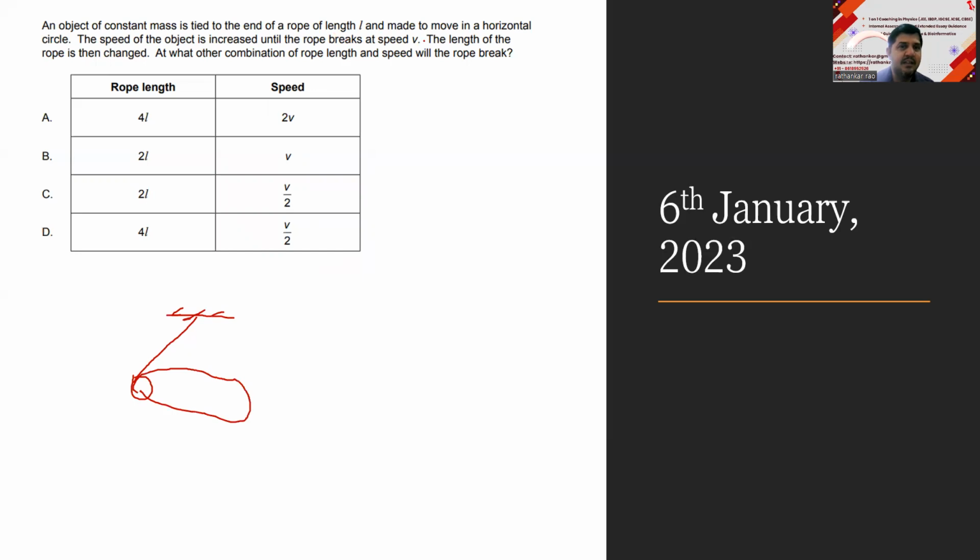Then the length of the rope is changed. The speed of the object is increased until the rope breaks at speed v. You are increasing the speed until the rope breaks at speed v. The length of the rope is then unchanged, the length remains the same. At what other combination of rope length and speed will the rope break? Okay, it is related to length and speed.